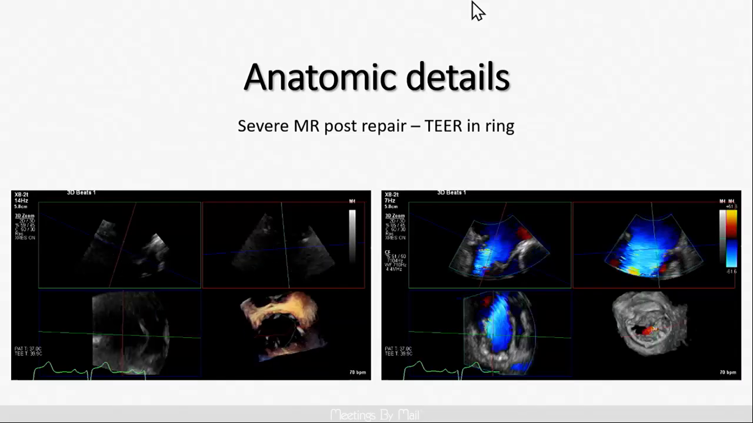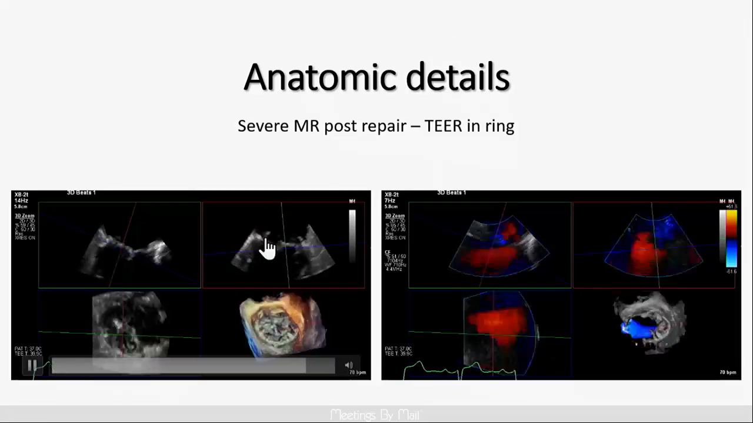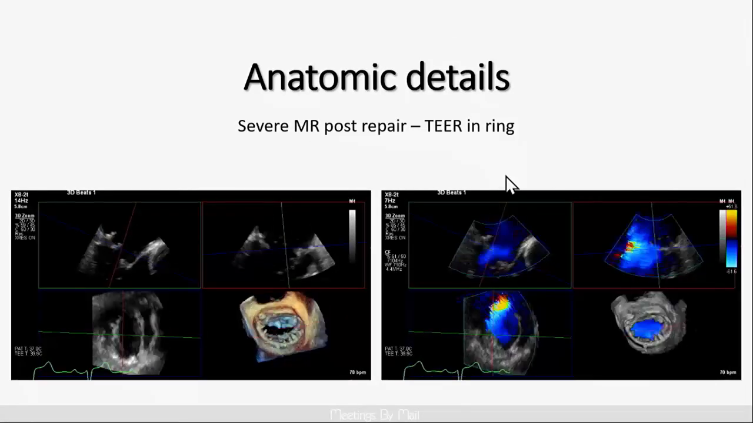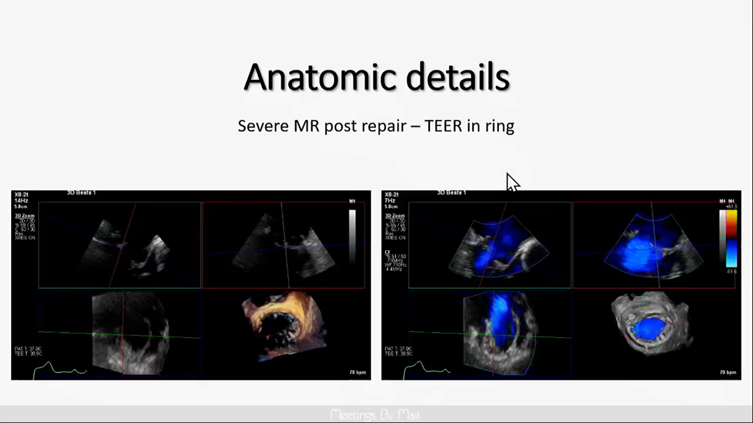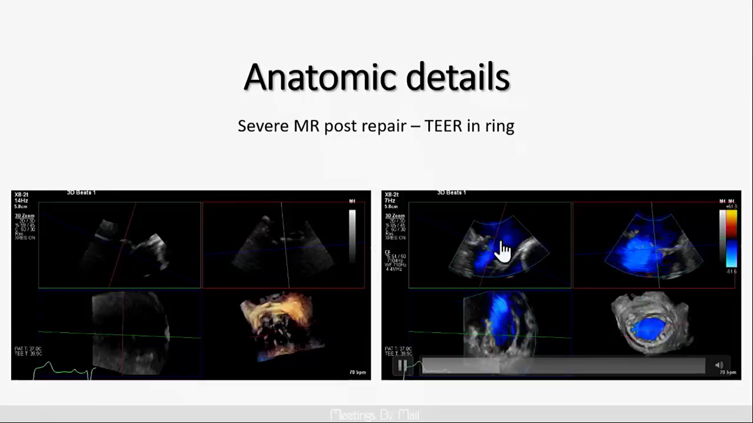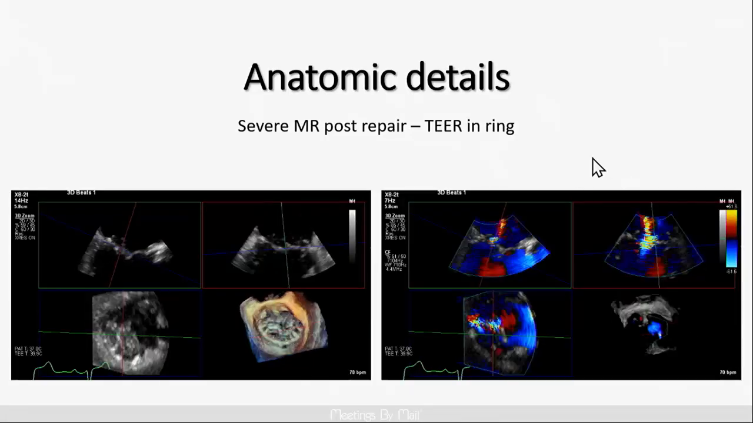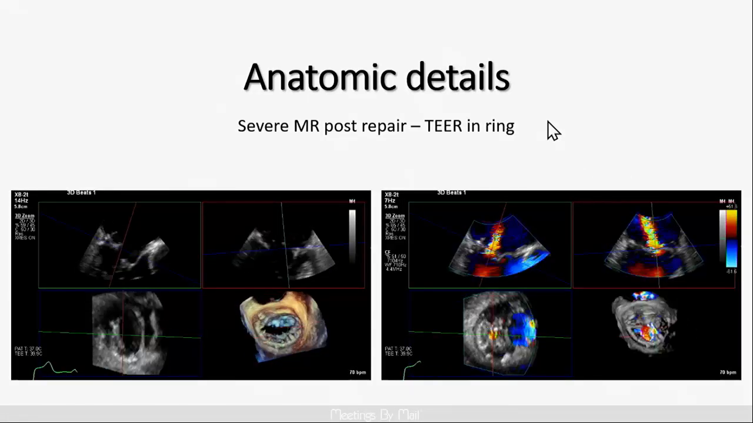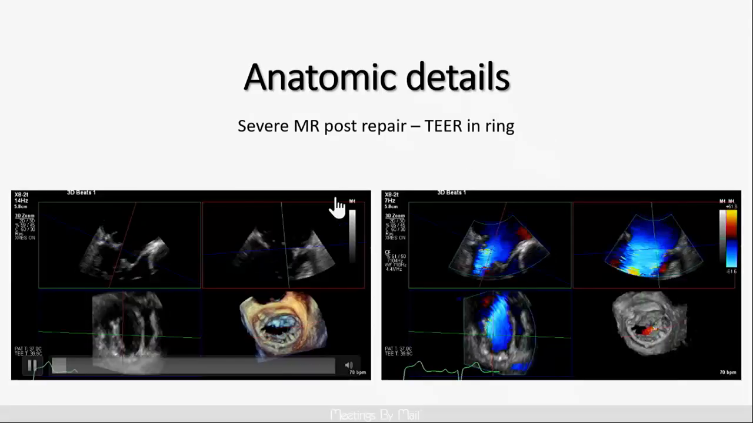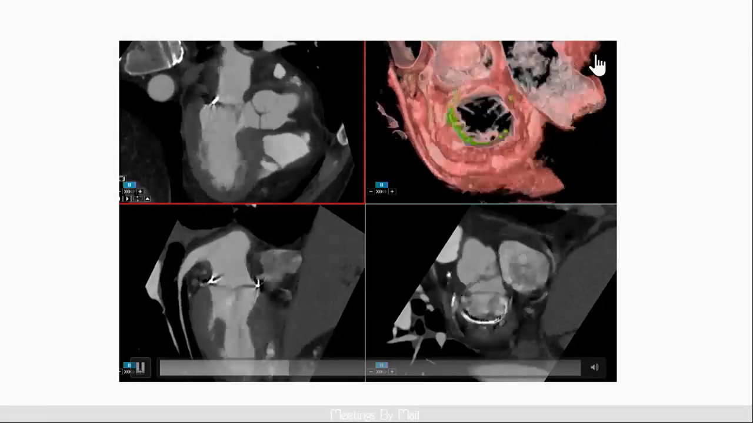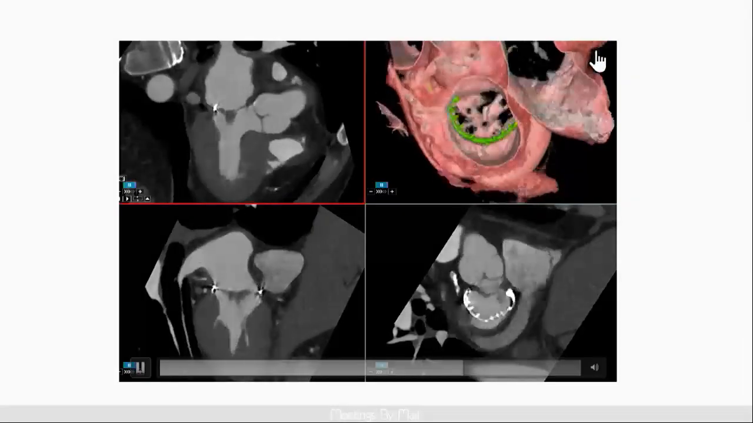So this is a case with prior repairs, a failed prior repair with severe MR. You can see the ring, and then you see that there is a leak, and the patient is high risk for redo surgery, so we're considering edge-to-edge repair in the ring. The leak is central, but the main question is, do we have enough posterior leaflet for us to pursue edge-to-edge repair? Based on these images, it's very tough to see if there is enough leaflet to repair. So you're uncertain which one is leaflet, which one is chordae, where is the ring.